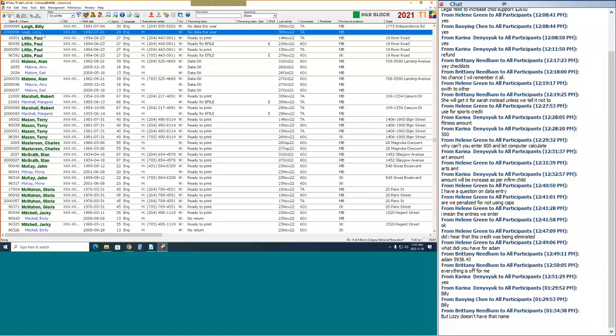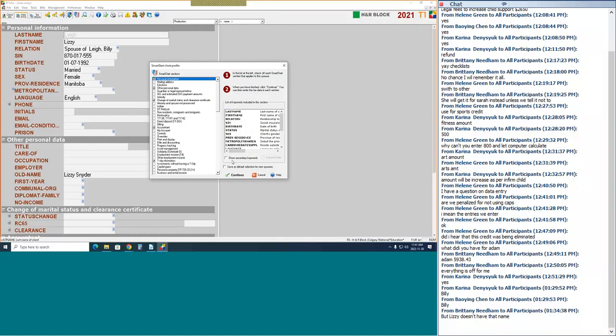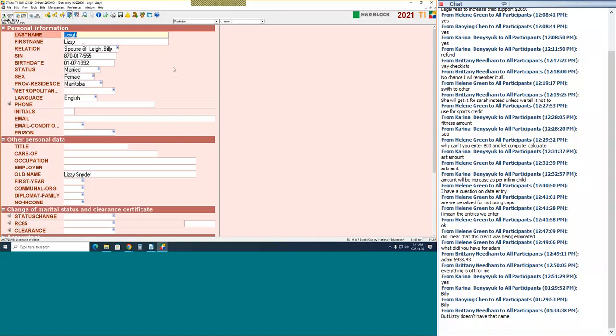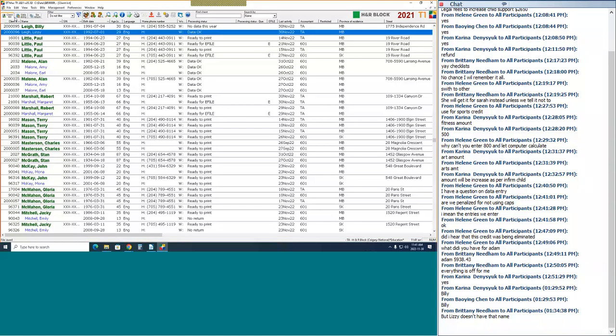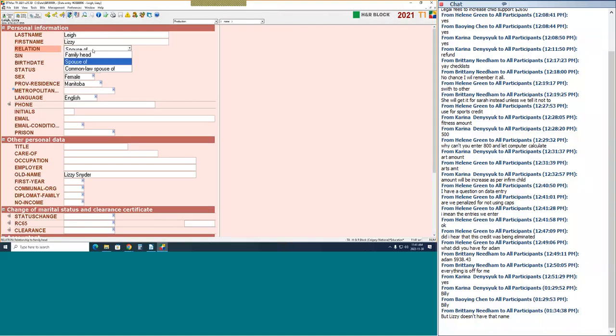So right off the bat, the first thing we have to do is switch who the family head is, because I want to make her be the person whose return I'm opening, not connected to Billy. So we're going to go into her file, we're going to say continue, and now where the relationship says spouse of Lee, we're going to change it to the family head. Okay, I'm going to show you that one more time because this is important. We're going into Lizzie's file. It's now 2021. We're going into Lizzie's file and we're going to say change it to the family head.